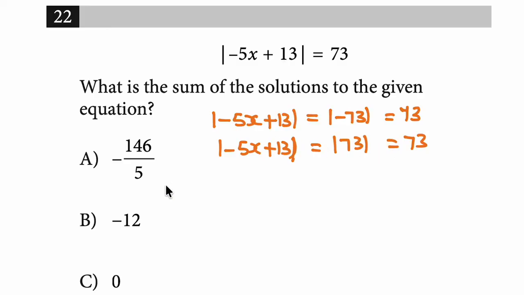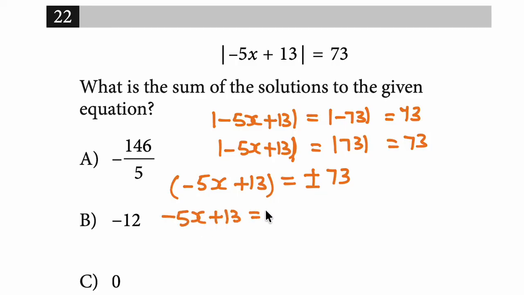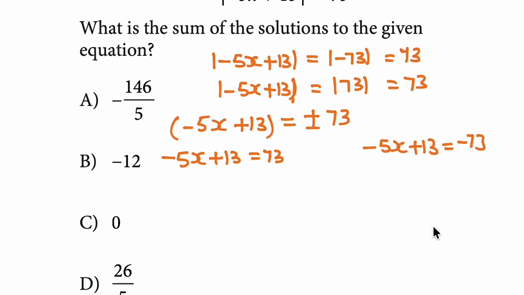So that means if I want to write negative 5x plus 13 without the absolute sign, this 73 can be positive or it can be negative. When we write two equations together, we just put two signs. Now let's form two equations out of it. That can be positive 73 or that can be negative 73. So there will be two solutions for it.